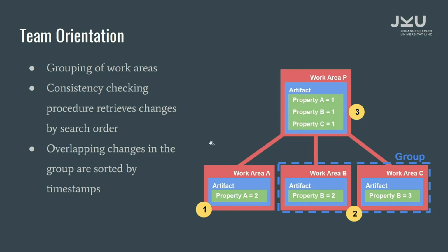And the full sum of this represents an artifact. So you want some team orientation in this setup, and how we do this is essentially we are rerouting the search order for the consistency checker from this hierarchy, so first this, then this, to a group. So we first look for changes in the work area that triggered the consistency check. Then we look in a group of work areas where there are also changes, and if there are overlapping changes, the latest change is the change that counts. And then we look into the superordinate work area hierarchy, which contains other properties from an artifact.